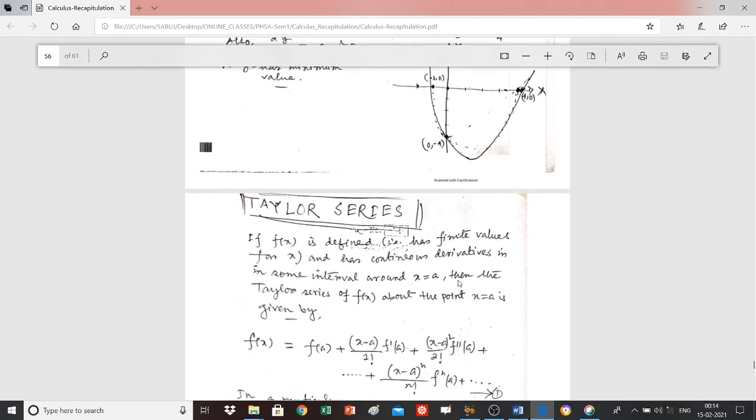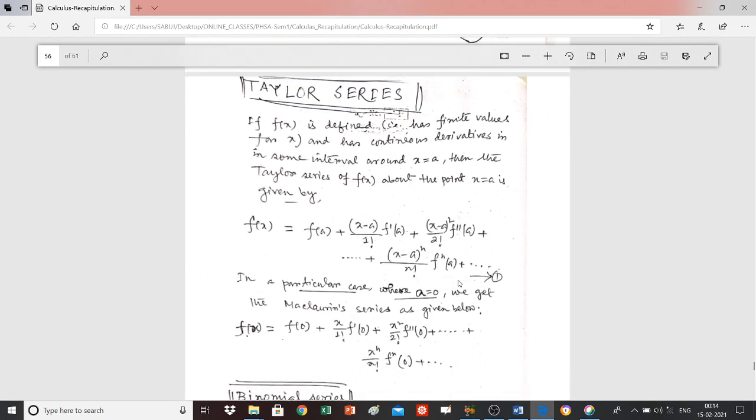Now Taylor series. Now come to the next point, that is Taylor series. And this is very important in mathematics and in physics also, because sometimes we have to expand a function or a number, especially a function, into series. And in those cases, Taylor series as well as binomial expansion will be very helpful. And Taylor series is very important in the sense that using Taylor series, a function can be expanded in series. So let us see what the Taylor series is.